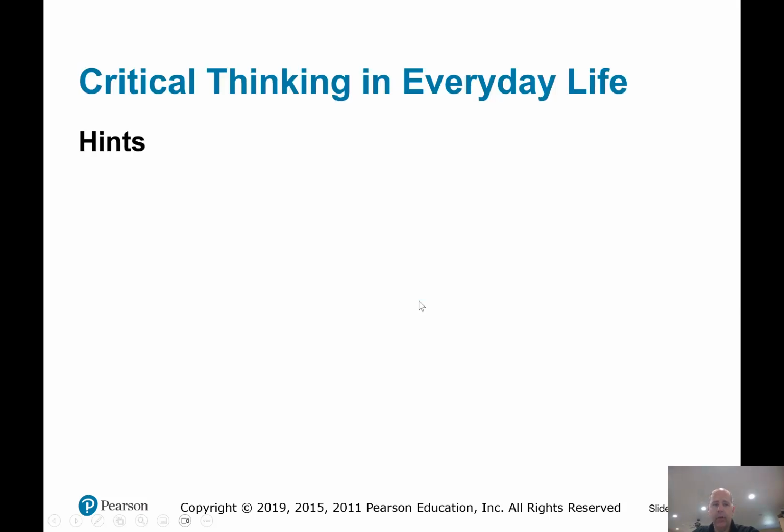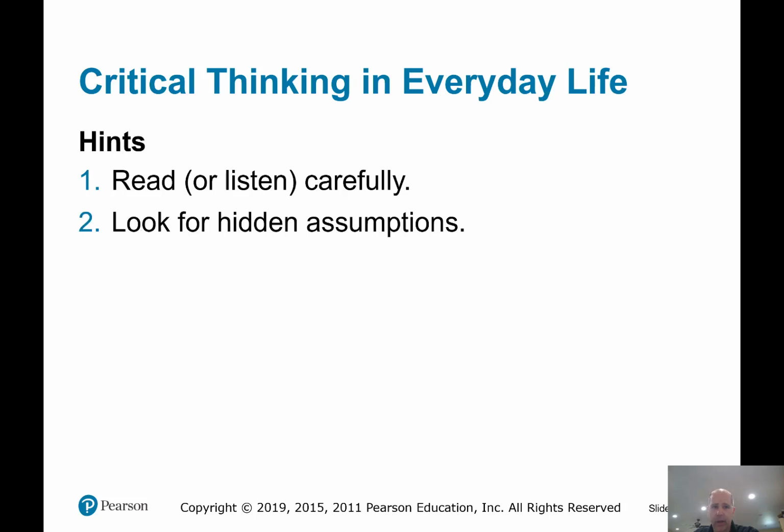Okay, so a couple of things that we want to go through are a couple of hints that we want to look at. One, read or listen carefully to the article or the person that's talking. Look for hidden assumptions. Look for things that they're assuming that they're not saying, but they're assuming it by the words that they're using. So we call those hidden assumptions or implied assumptions.